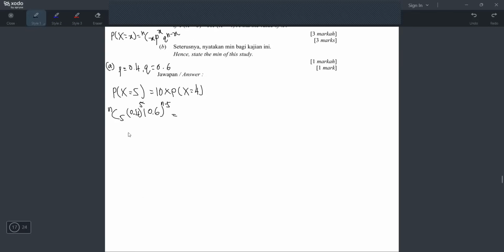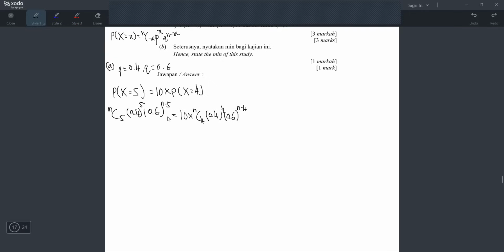Now we will write 10 times, and then P(X equals 4). Use the formula again: nC4, bracket, first bracket is the 0.4. This one is 0.6. Atas punya power will be the same as bawah, which is 4. And then atas tolak atas, n minus 4. Siap. After I write this, now I try to solve for n.